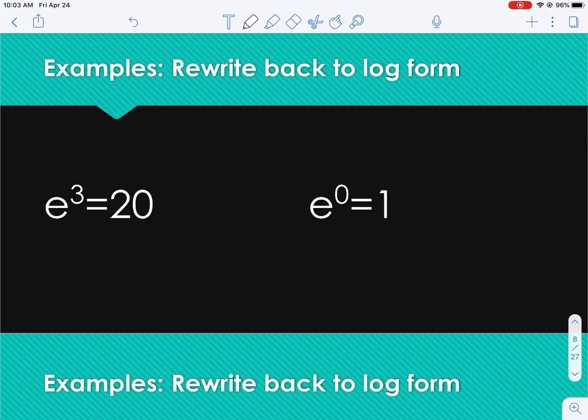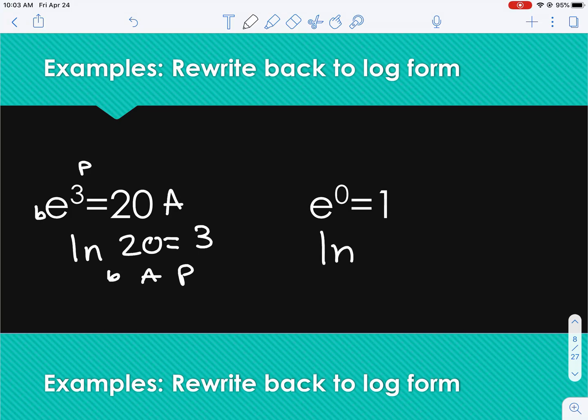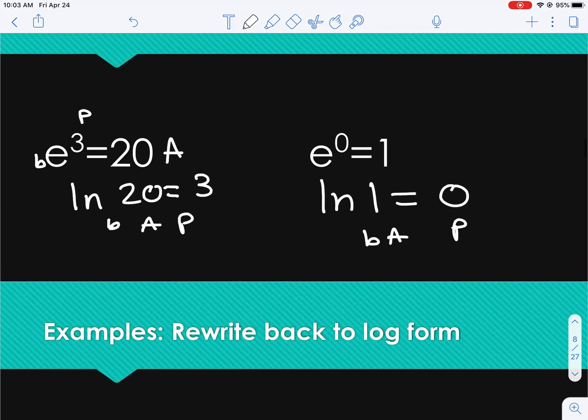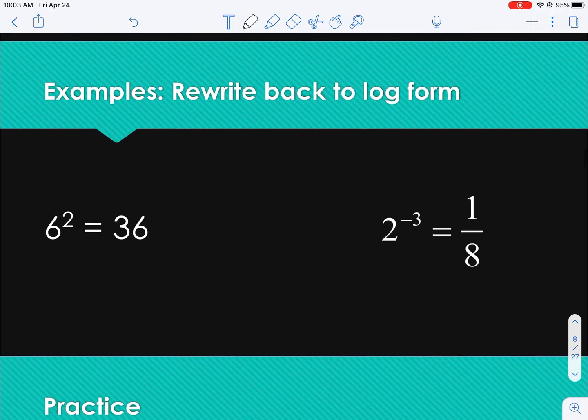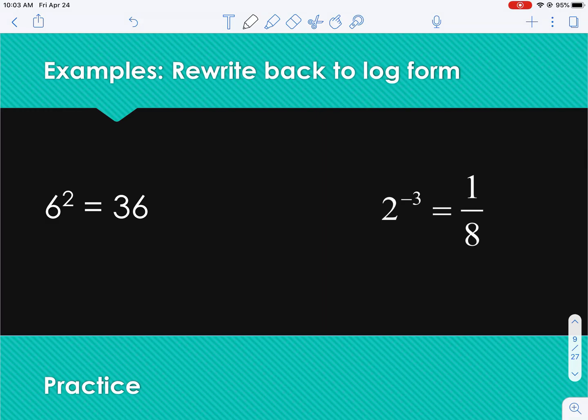Okay, let's go backwards. Okay, so let's go back to log form. So when I see an e, I know I can do ln. Okay, this is the base, this is the power, this is the answer. So ln, remember I have to go base answer power when I write log form. So ln of 20, the answer is 3, or the power is 3. Here's one here. ln of 1 equals 0, base answer power. Okay? So basically anything to the 0 is 1. We saw that with an actual value. Remember, e is like 2.7 when we developed where that came from quite a while ago.